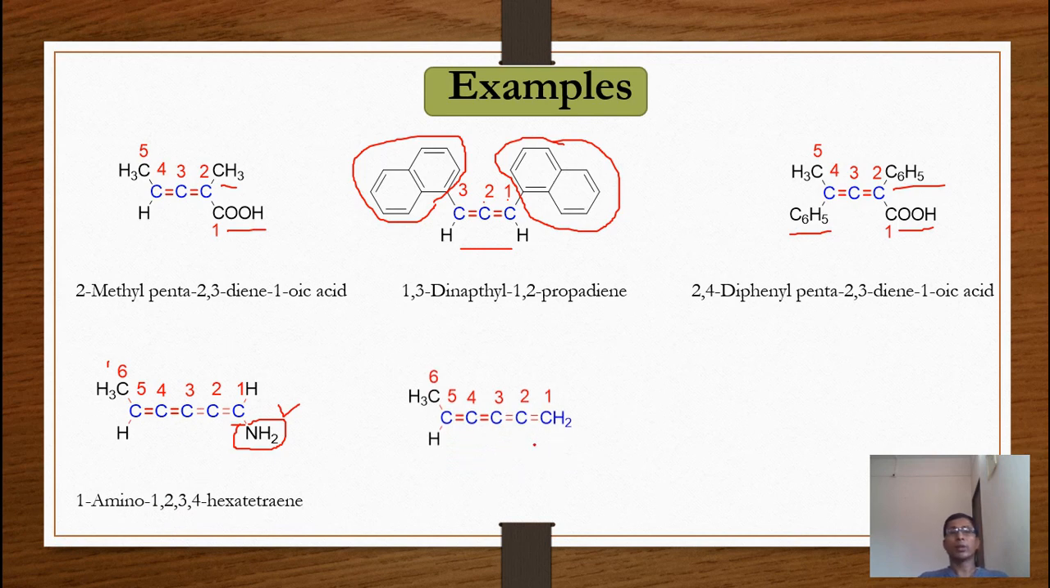In this molecule, again it is a very simple molecule. It has a longest chain of 6 carbon atoms and the presence of 4 carbon-carbon double bonds. The positions of the double bonds are at carbon number 1, 2, 3 and 4. Thus the name of this molecule is 1,2,3,4-hexatetraene.